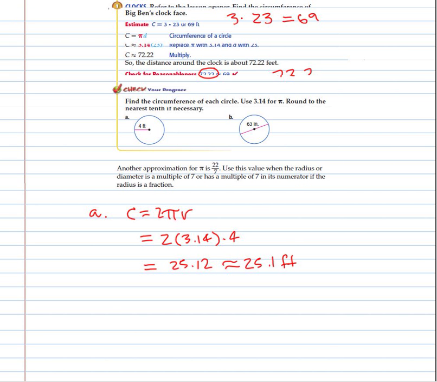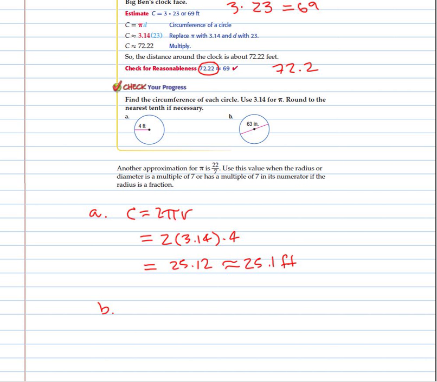In example B, because they give us the diameter, we're going to use the formula C equals pi d. Again, we'll use 3.14 for pi. Our diameter is 63, so 3.14 times 63 gives us an answer of 197.82, which we would round then to 197.8, and in this case, it's inches instead of feet.